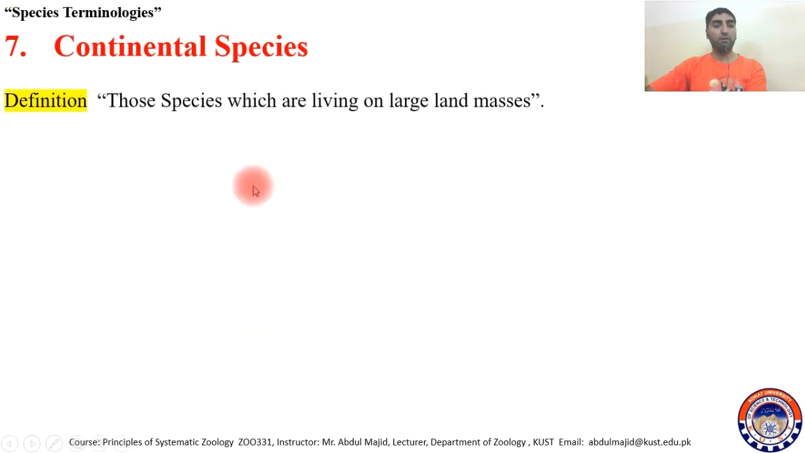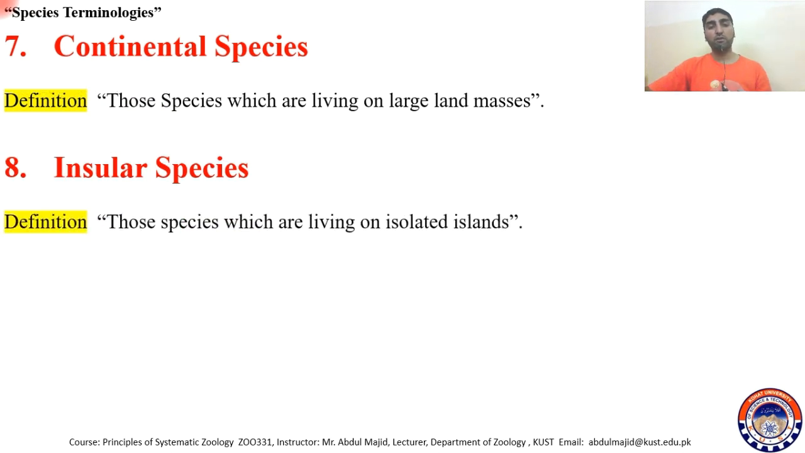Another is a continental species. It's very clear: all those species which are found on large land masses are known as continental species. And the opposite of this is insular species. Those species which live on small isolated islands are known as insular species. So those which live on vast land masses, and those which are restricted to isolated small islands.